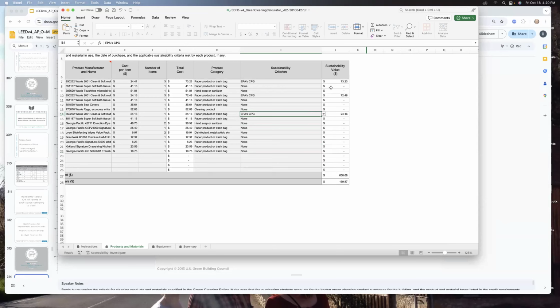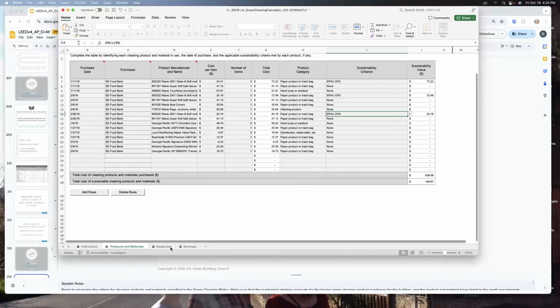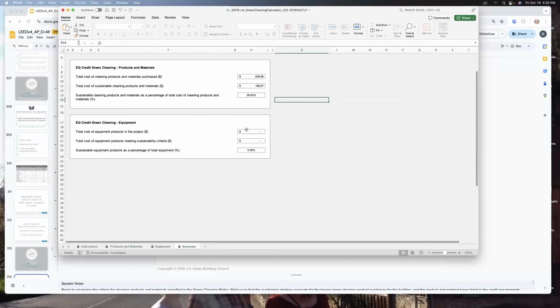And notice by cost, 73. So the total cost was there. And the summary of it was 26% by cost sustainability products. You get a certain amount of points for that. So that's how it's calculated.